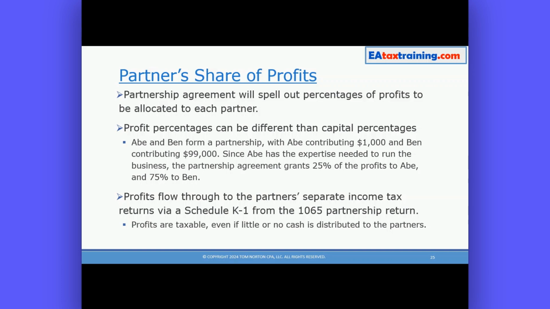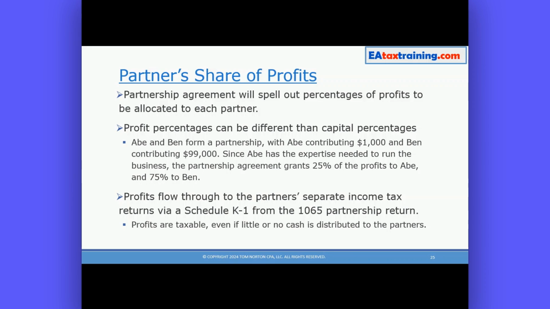And why that is significant is because it's different with an S corporation. So sometimes businesses, when they're first starting up, are trying to decide, should we be a partnership or should we be an S corporation? This is one of those things that can make you lean toward being a partnership rather than an S corporation, is you've got this flexibility to have these different capital and profit sharing percentages. You don't have that with an S corporation.